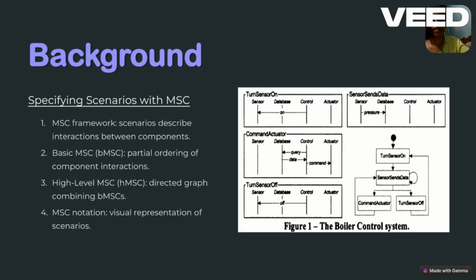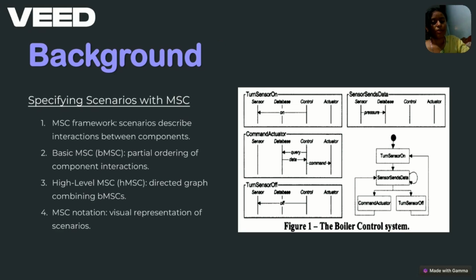Background. It specifies the scenarios with MSCs. In the MSC framework, scenarios describe the interactions between the components. It gives a partial ordering of component interactions. High-level MSCs are directed graphs combining BMSCs. MSC notations are the visual representations of the scenarios.